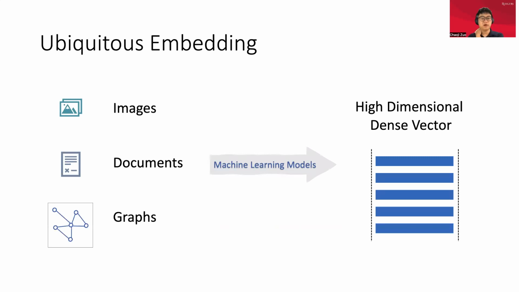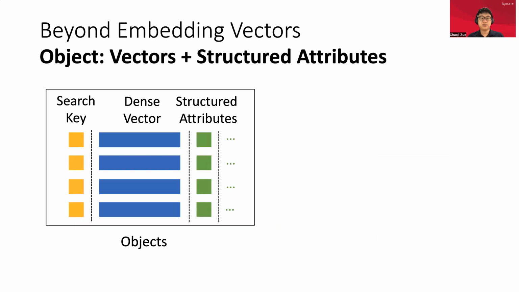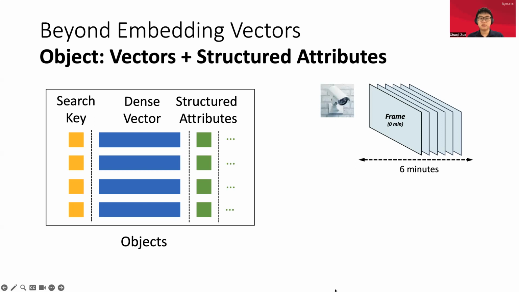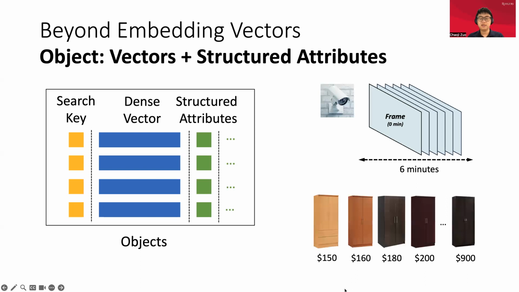Nowadays, with the development of machine learning models, we can embed everything. We can transfer images, documents, graphs to some high-dimensional dense vector. But in the real world, the objects are not just vectors, but also contain some structured key attributes, for example, some search key. In this example, the vector generated by the monitor will contain a search key as the timestamp. And this is another example. The voucher on the e-commerce website will have a search key as their price.